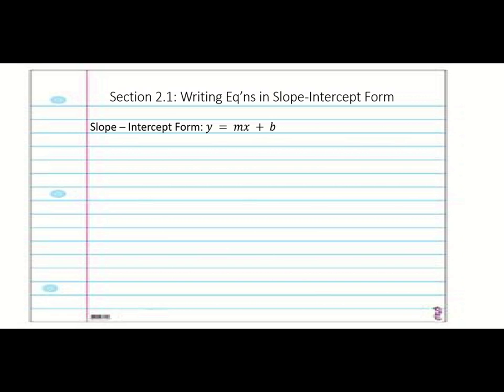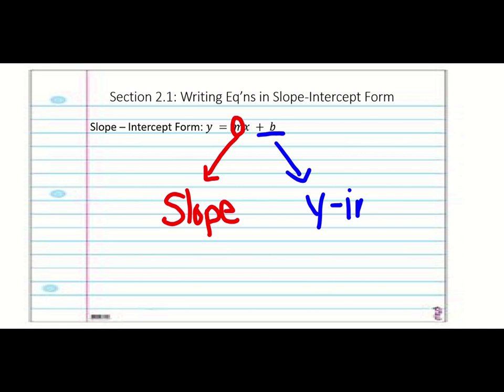Today we're going to be continuing our discussion of Section 1 from Chapter 2, and this time we're going to be talking about writing the equations in slope-intercept form. So just so we recall, slope-intercept form is the equation y equals mx plus b, where m represents the slope of the equation, and b represents the y-intercept of the equation. So keeping that in mind, we're going to use y equals mx plus b to write equations of a line.